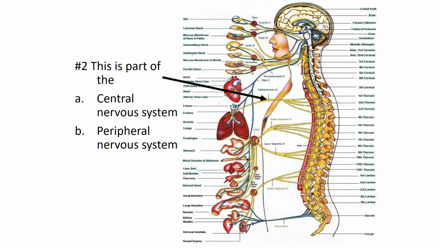Similarly, looking at this same location, I'm dealing with a nerve that has left the spinal column and is going out to an organ, so that would make it by definition part of the peripheral nervous system rather than the central nervous system.